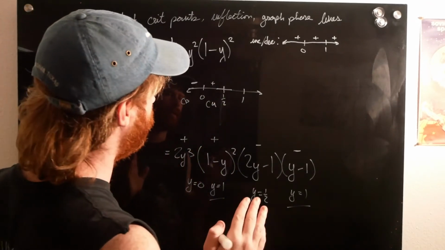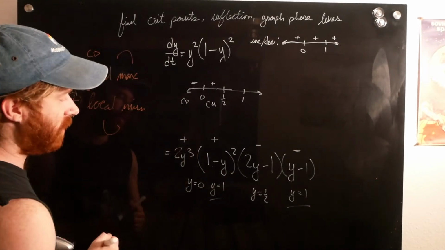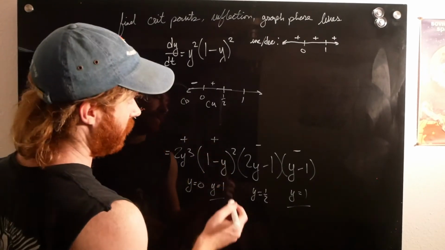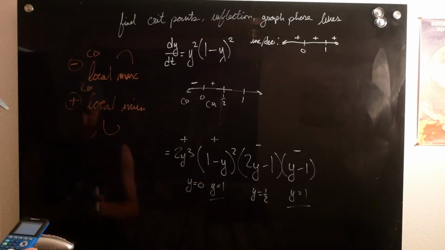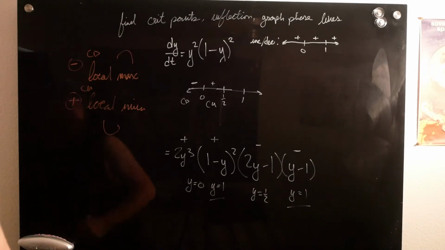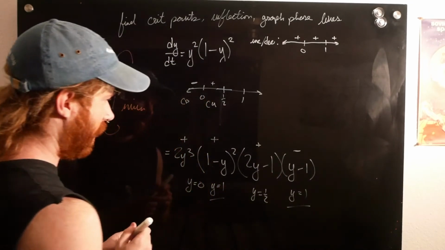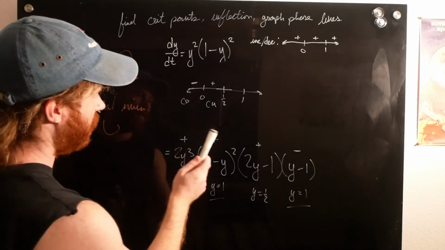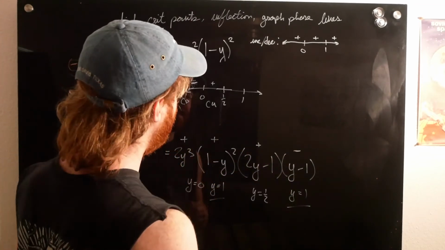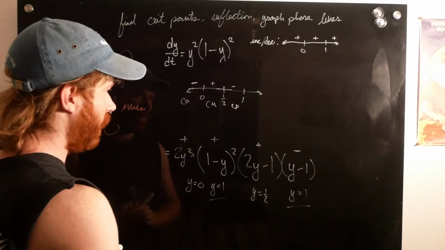So now a point between 1/2 and 1, just do 0.9. So 0.9 is going to be positive, 1 minus 0.9, this is going to be positive. 2 times 0.9 minus 1, yeah, that's going to be positive. And then 0.9 minus 1 is going to be a negative. So now we have positive, positive, positive, and then the negative. So this is going to be negative and concave down on that interval.